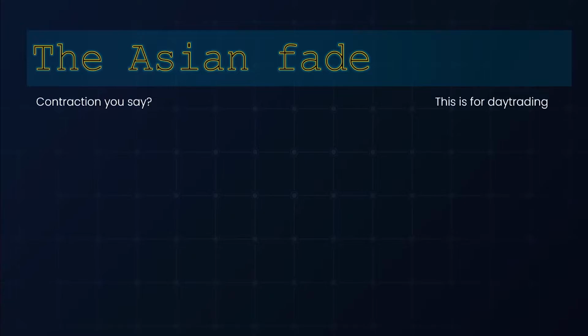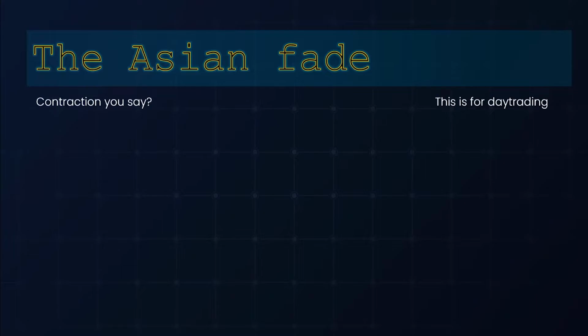Another thing I want to add: the reversal patterns that we just saw are also applicable at the end of a retracement or at the end of the Asian fade. Now, what is the Asian fade? By now, we all know that the market moves in impulses and retracements. So at the end of the New York session, the Asian session opens. That's nothing new. But the Asian session is a very important one for traders, especially for day traders.